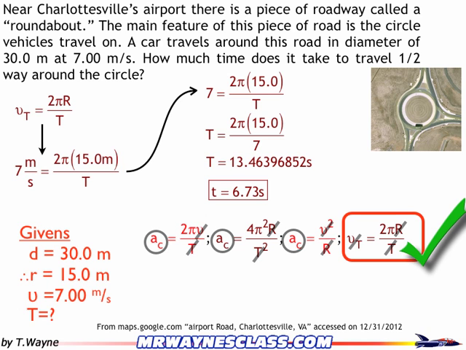Notice that when I'm talking about the period, it's a capital T for the variable, and when I'm just talking about a general time, as in time for the answer, I'm using a lowercase t for the answer. So 6.73 seconds is the time to go around once.